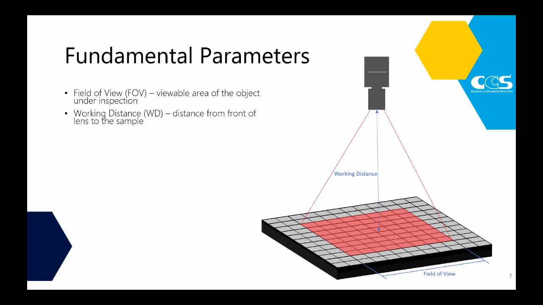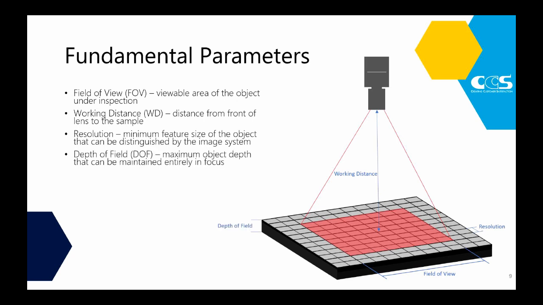The working distance is the distance from the front of the lens to the sample. It can change based on certain lenses that you choose, or some lenses have a fixed working distance. We'll get to that later on in the presentation as well. The resolution is the minimum feature size of the object that can be distinguished by the imaging system. So the resolution of your camera, the smallest defect you can see, things along those lines. And the depth of field is the maximum object depth that can be maintained entirely in focus. So if you have a sample that's got varying heights, a larger depth of field, all of your sample will be in focus. A shorter depth of field, maybe only the bottom will be in focus, but the top is out of focus, or vice versa.